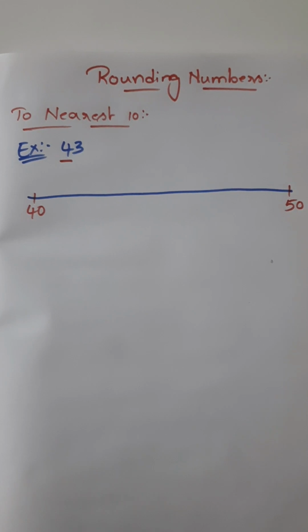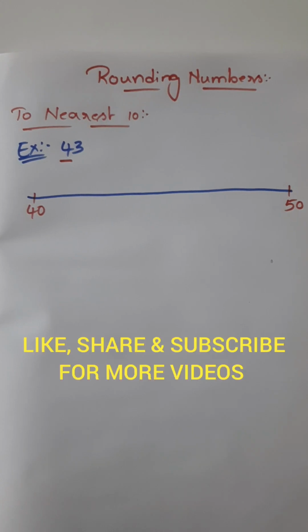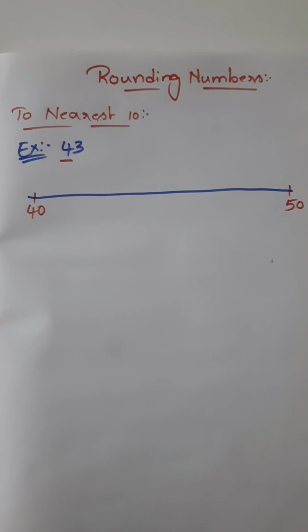Today I am going to explain rounding numbers. Round to the nearest 10 and round to the nearest 100, we are going to see in this video. For that I have taken example 43 there. Shall we see the example now?